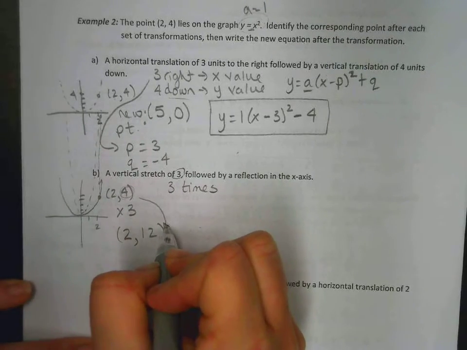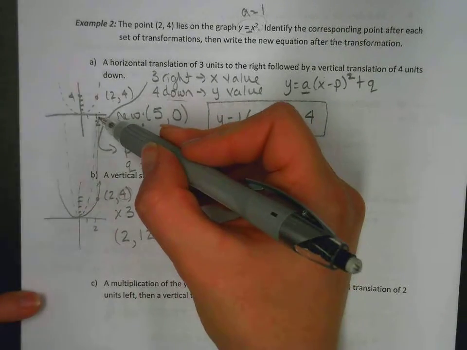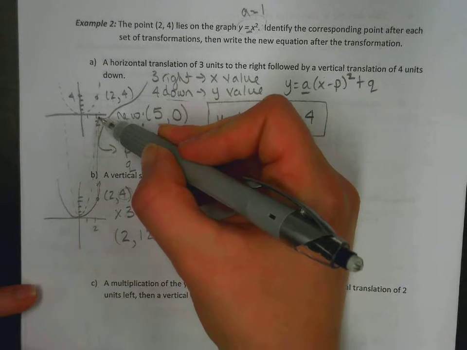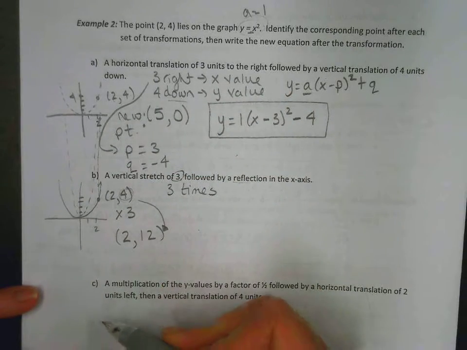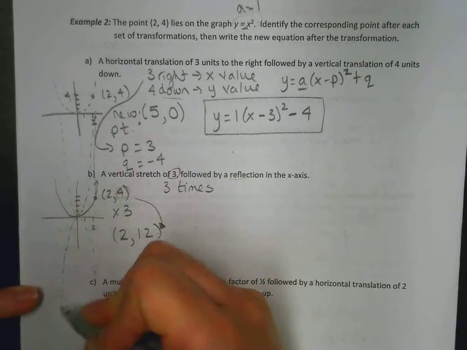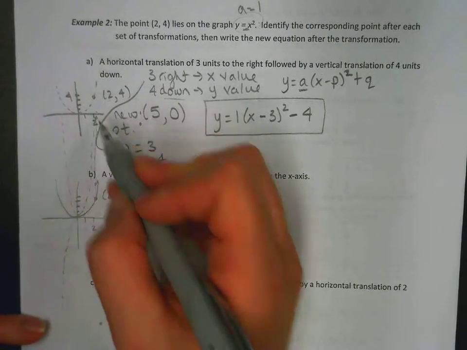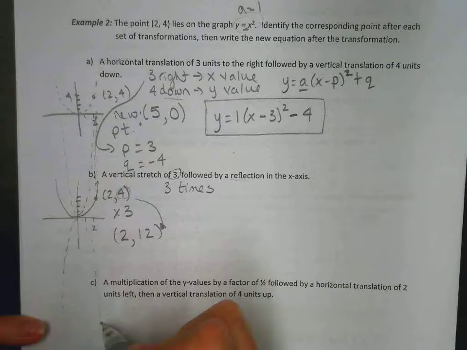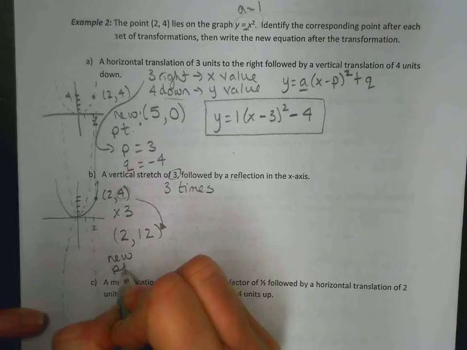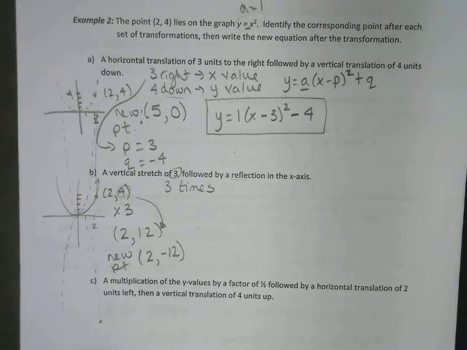So that becomes that. Now I want to talk about the reflection. So now I'm going to take this new point at (2, 12), which is way up here, and I'm going to reflect it in the x-axis. So I'm going to reflect it to be down here. So now this parabola is opening down with this new point down here. And so what happens is this y value of 12 is now just simply going to become a negative. My x value is still the same. That has not changed. So my new point would be (2, negative 12).